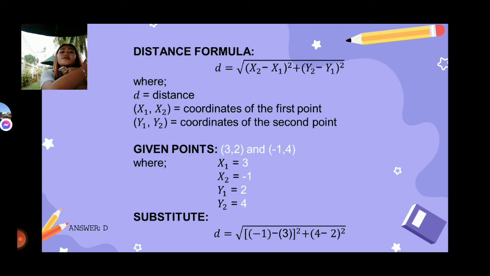So, after knowing the formula and the given points, we extract: x sub 1 is 3, negative 1 is x sub 2, 2 is y sub 1, and 4 is y sub 2. After extracting the given points to the variables, we then substitute them into the formula. D is the square root of (negative 1 minus 3) squared plus (4 minus 2) squared.